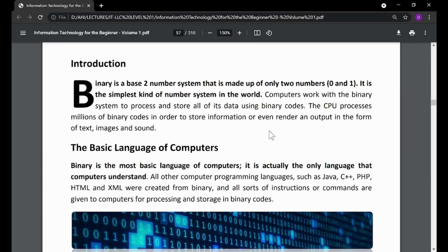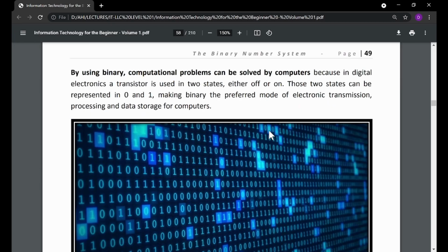By using binary, computational problems can be solved by computers because in digital electronics, a transistor is used in 2 states, either off or on. Those 2 states can be represented in 0 and 1, making binary the preferred mode of electronic transmission, processing, and data storage for computers. This is so amazing.